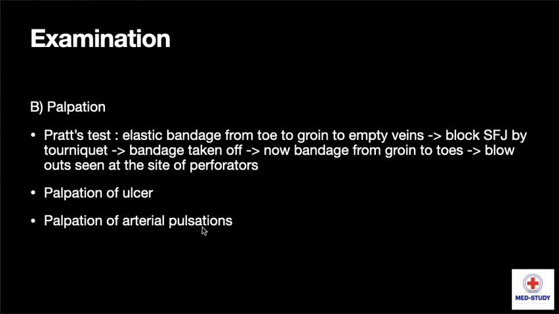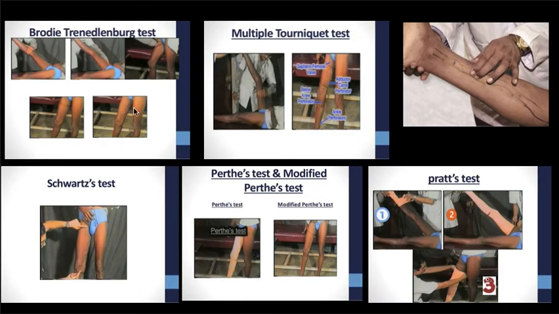We have to palpate for arterial pulsations. The first is Brody-Trendelenburg's test. Here is multiple tourniquet test. This is Fagan's test. This is Schwartz's test. This is Perthes test and modified Perthes tests. And this is Pratt's test.